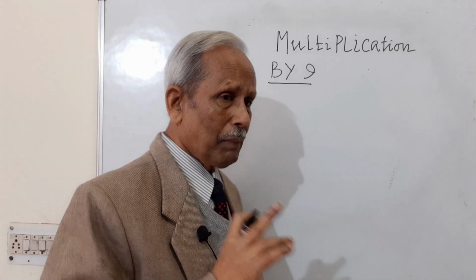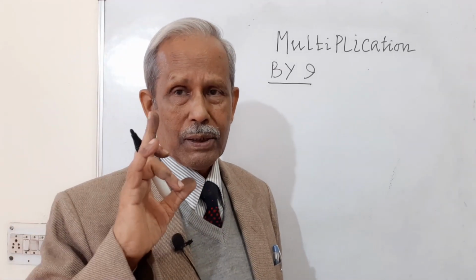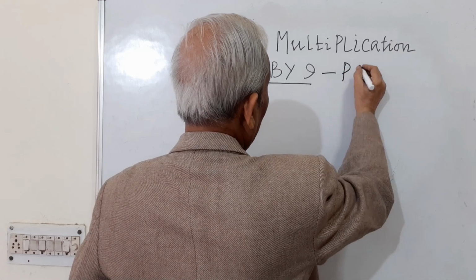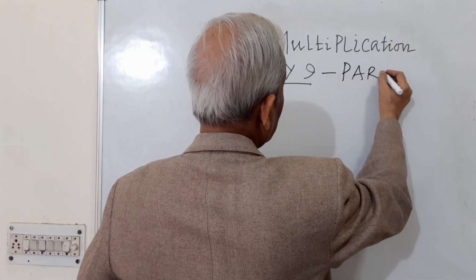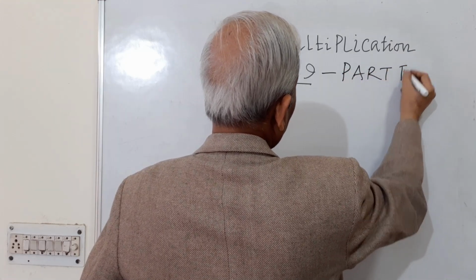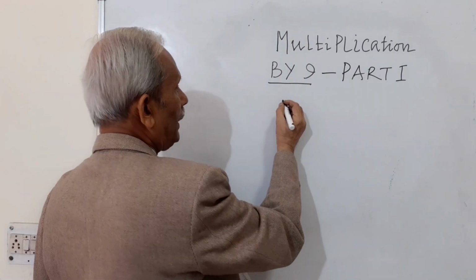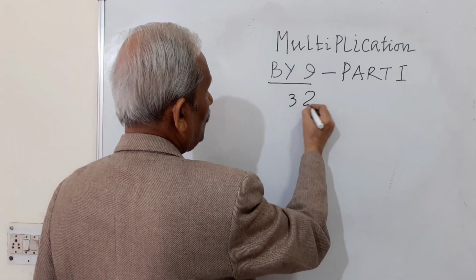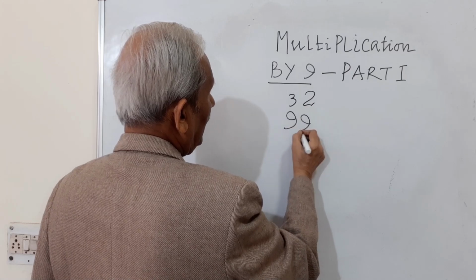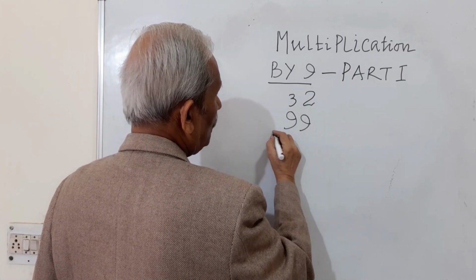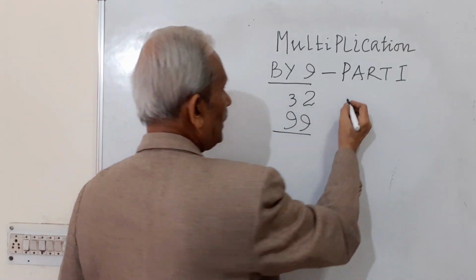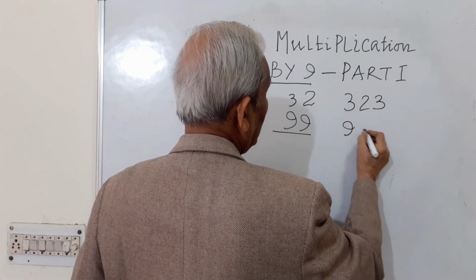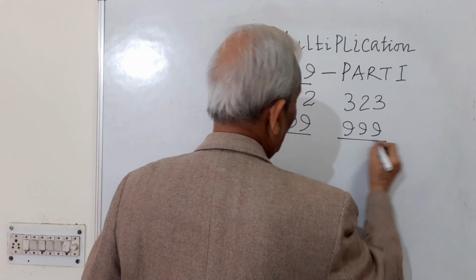So this multiplication by 9 has two parts. Today we are going to do part 1. Part 1 means, while doing multiplication, there may be three cases. One is when you multiply, say, 32 by 99. There are 2 digits here, 2 digits here. Another may be 323 into 999. It can be 3 digits here, no issue.